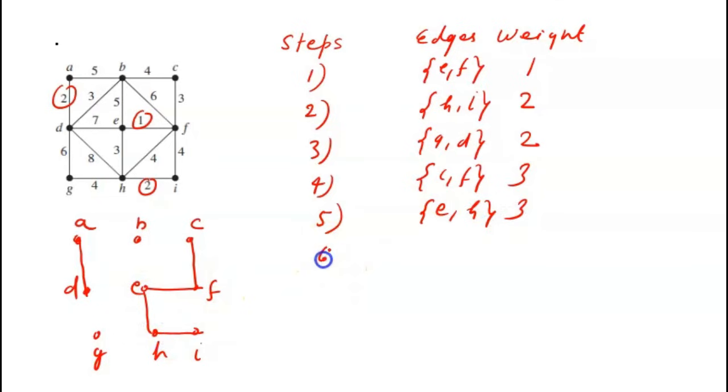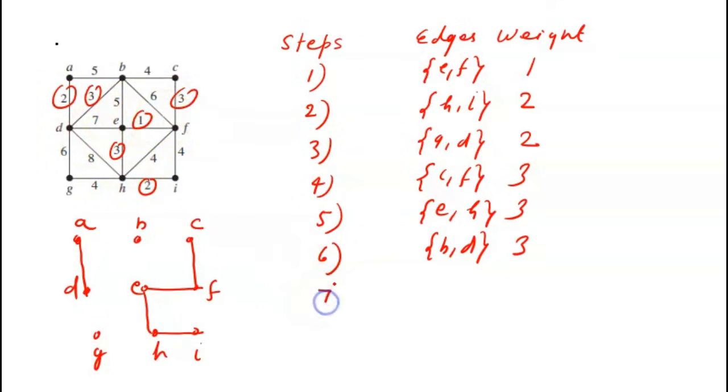And in the sixth step, what can I select? Any other edge of weight 3. So yes, BD is of weight 3. So I can select BD, and its weight is 3. Okay. So I have already selected this BD, I have selected EH, and I have selected CF. So there is no more edge of weight 3.